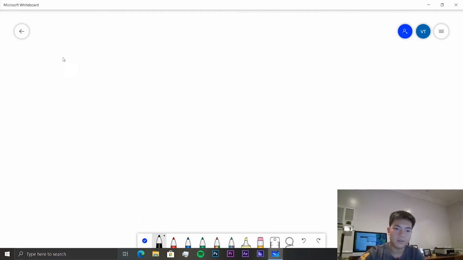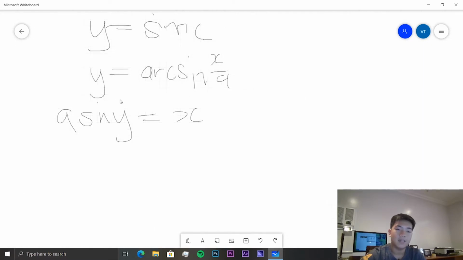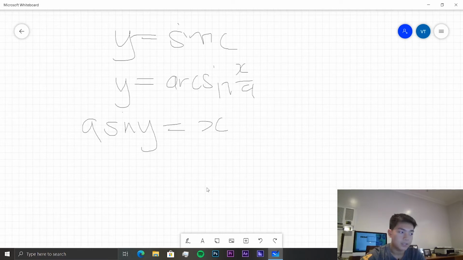We already know the derivative of y equals sine x. This is easy stuff. But what if we need to find the derivative of y equals arc sine x, or sine to the negative 1 of x? How do we find that? Well, we can rewrite this as sine y equals x. Actually, let's make it arc sine of x over a to make things a bit more interesting. So a sine y equals x, and now we can implicitly differentiate this to get a result.